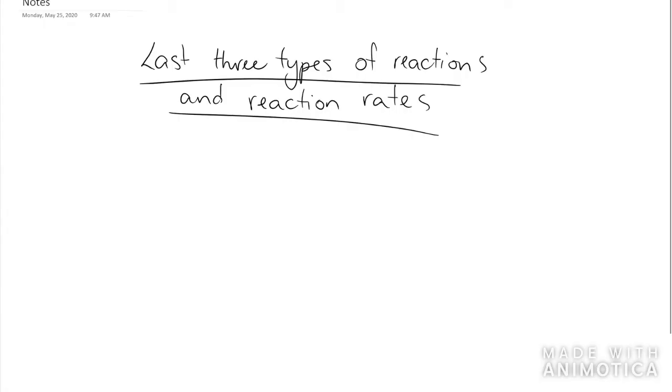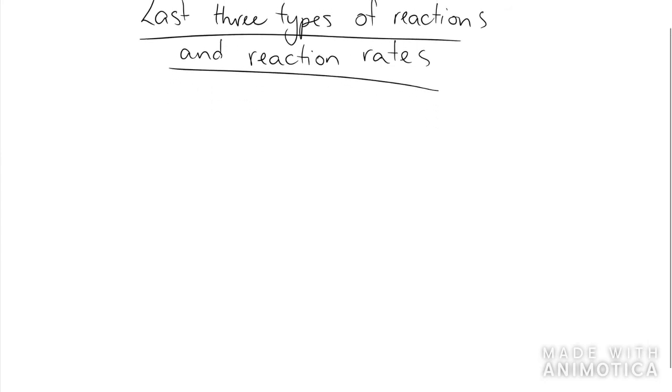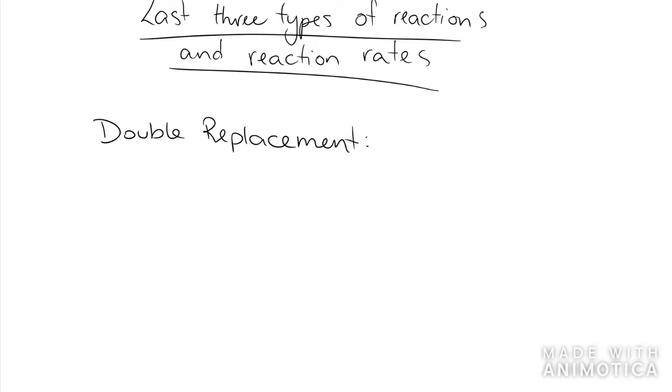Hey guys, so today we're going over the last three types of reactions, and we're also going to be talking about factors that affect reaction rates. So the first one that we haven't covered is called double replacement. And this is actually pretty similar to the single replacement we looked at last week, but it's double replacement. So that means that the elements swap between two compounds to form two new compounds.